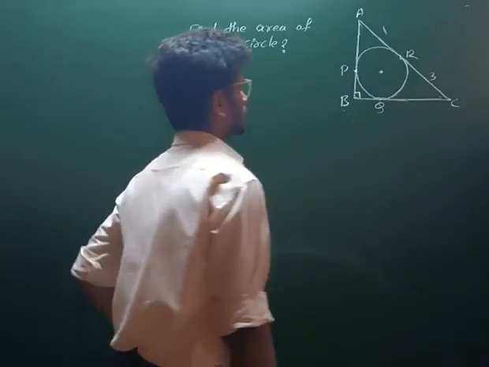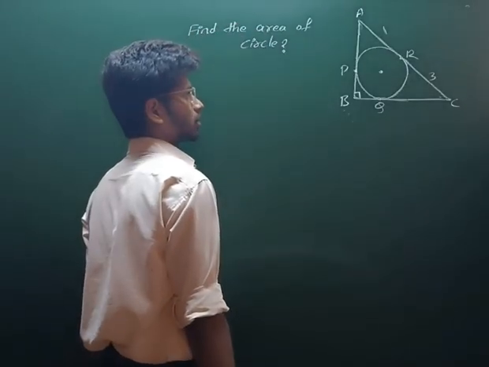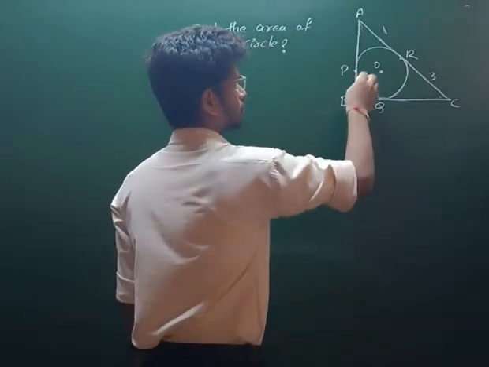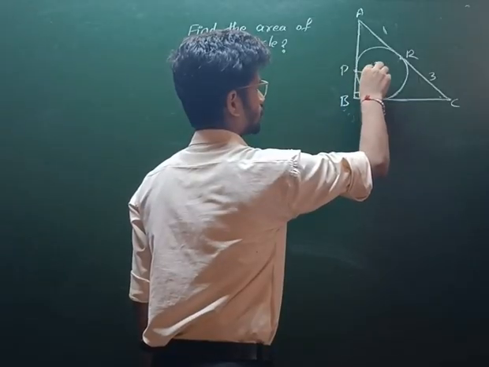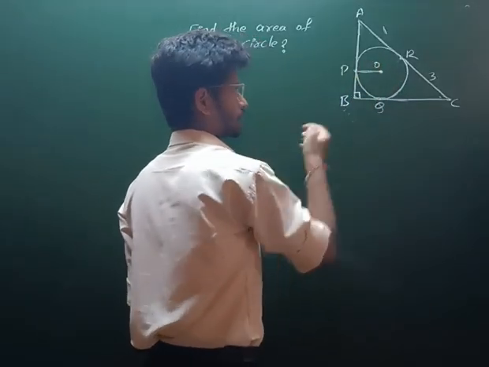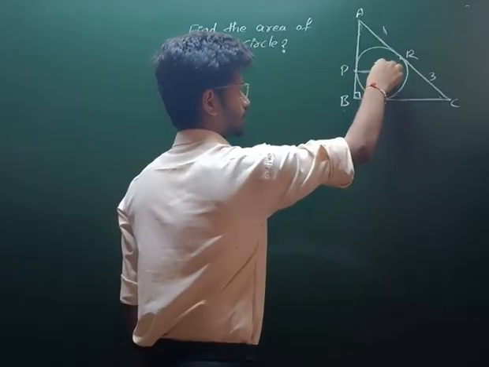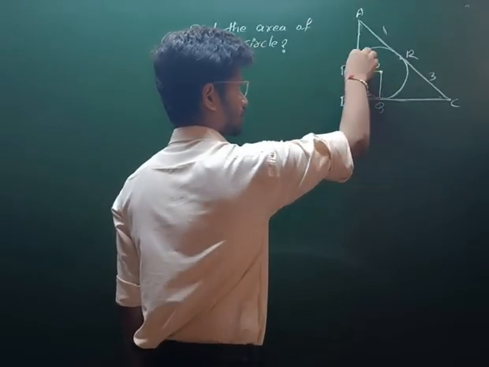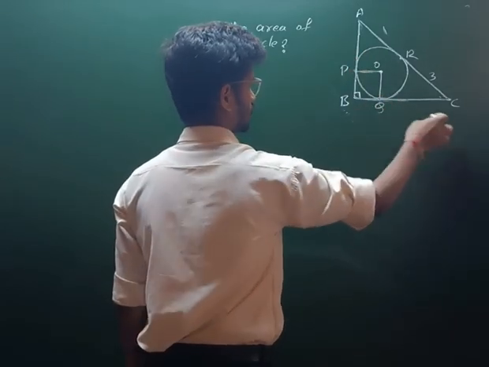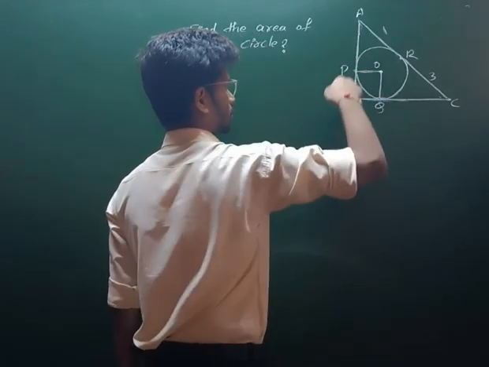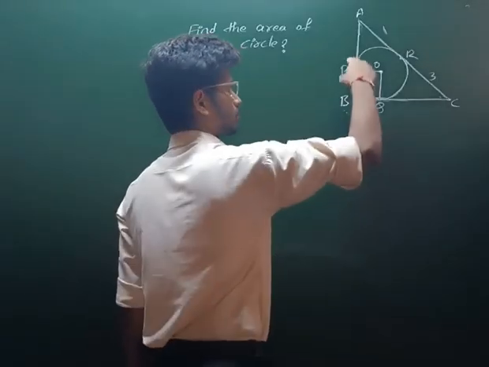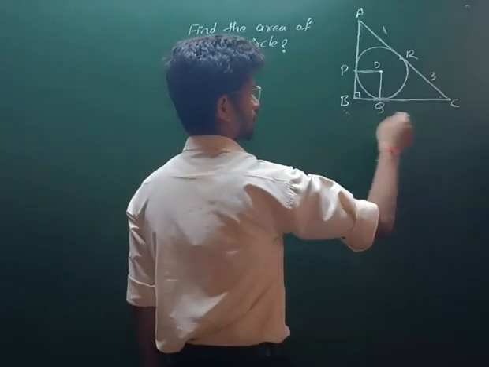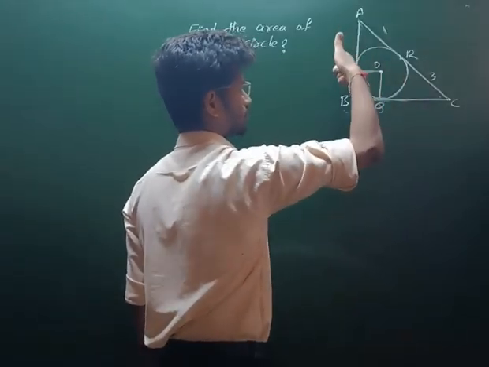Before that, I would like to teach you one concept. Let's suppose the center is O. When we join the center with any point on the circle, it becomes a radius. This is the point of contact, so when we join the center and the point of contact, it will also be a radius. This is a tangent, this is also a tangent. BQ is part of BC, or PB is part of AB, and CQ is also part of BC, and AP is also part of AB.